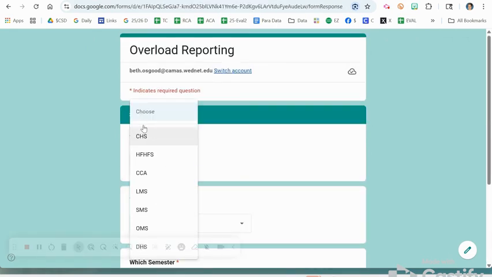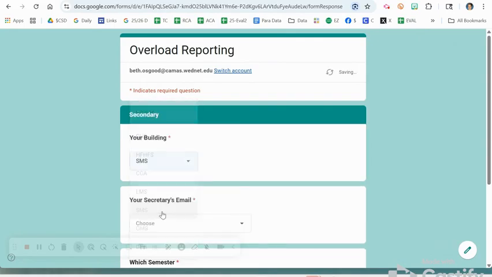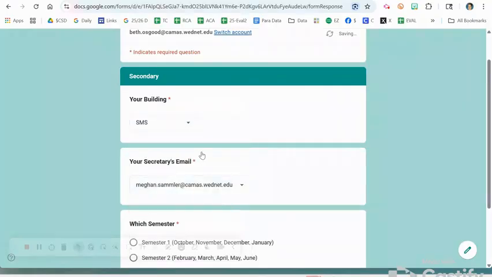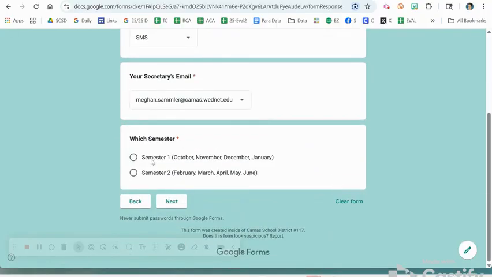It's going to take me to my building. So I'm going to say I'm at Sky Ridge because that's where I technically am. And my secretary is going to be Megan again, even though I know it's Bonnie Carter. And I am filling out for semester 1, October, November, December, and January. Then I'm going to click next.